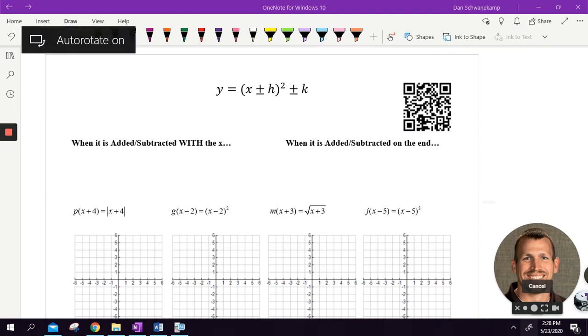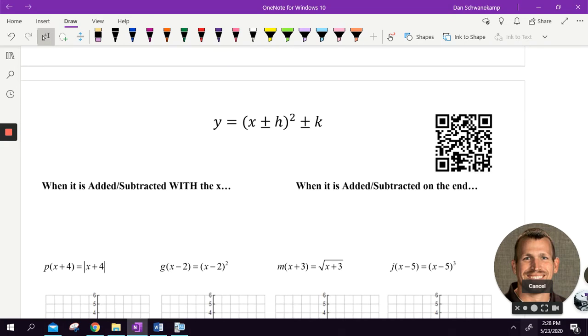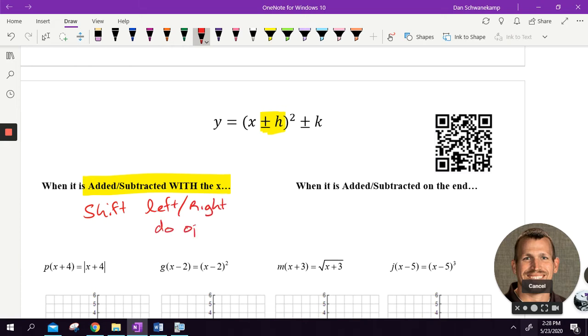Here we go. So y equals (x plus h) squared plus or minus k. This is going to be the basic way we will see these graphs. If you add or subtract with the x, so if it's inside of parentheses or underneath the square root, something like that, then that is going to shift us left and right, but we are going to do the opposite. Do the opposite, and you'll see what that means here in a second.